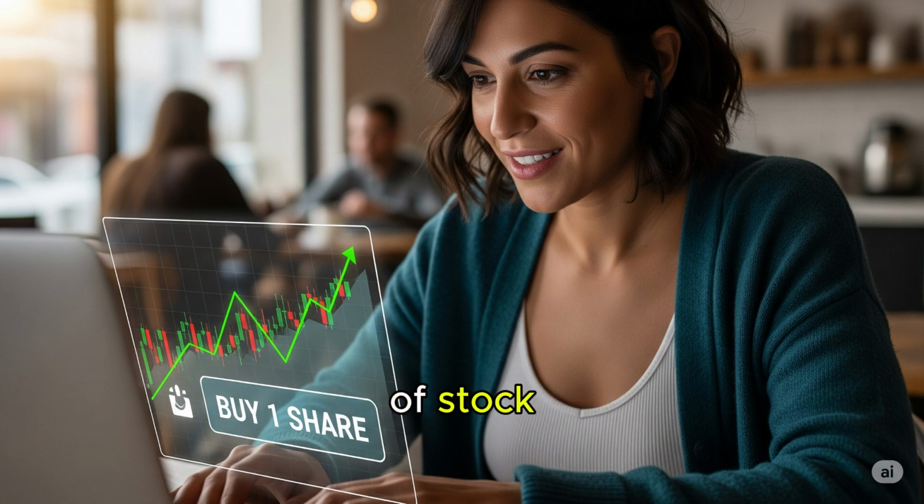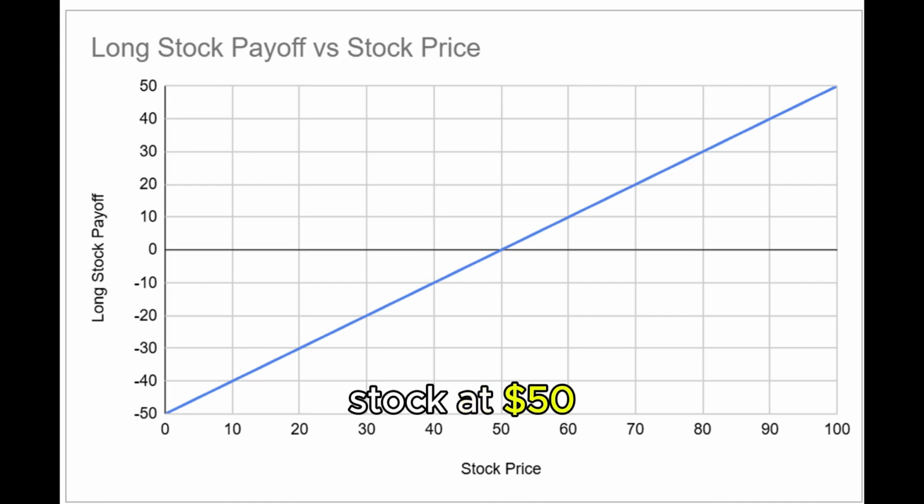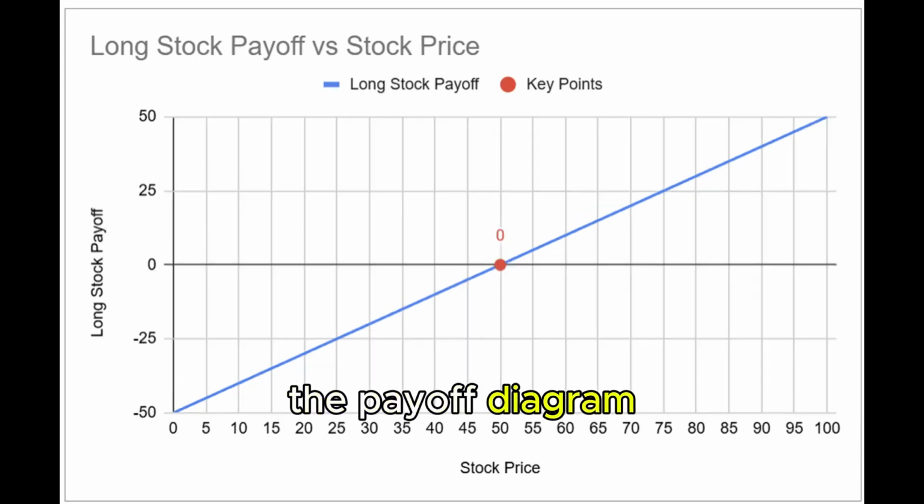Buying 1 share of stock. If you buy stock at $50 a share, your profit goes up dollar for dollar as the stock price rises. If the stock price falls, your losses also increase dollar for dollar. The payoff diagram for a long stock position is a straight line that passes through your purchase price. The point where you neither make nor lose money is your break-even point, which for a long stock position is simply the purchase price, in this case $50. Your profit is unlimited, but your potential loss is also significant, down to the stock price going to zero.